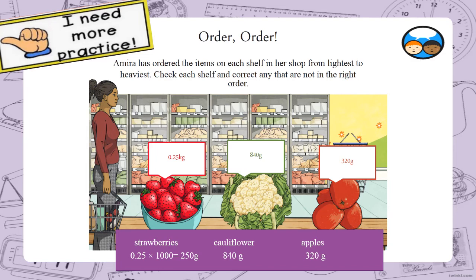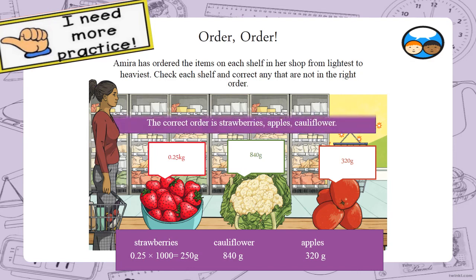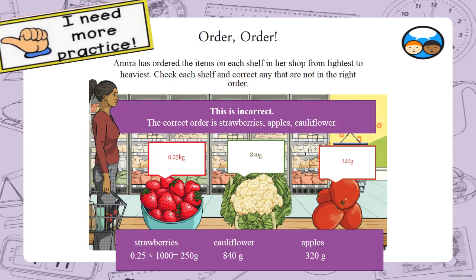Good, this is incorrect. Can you tell me now the correct order? Good. So the lightest one, 250, this is the smallest number for strawberry. Then 320 gram, then 840 grams. Good job.